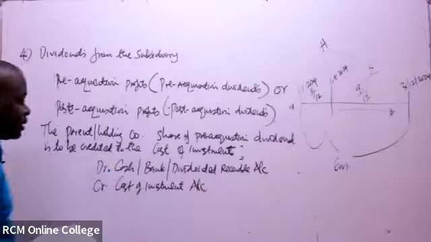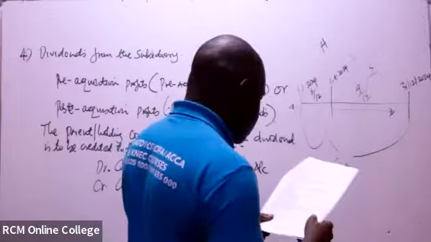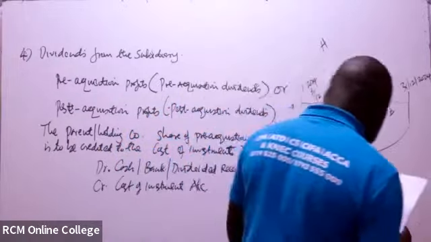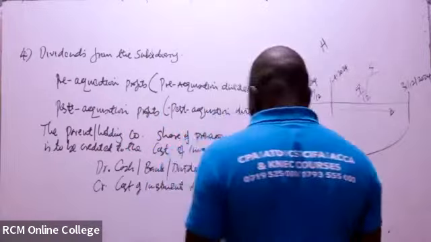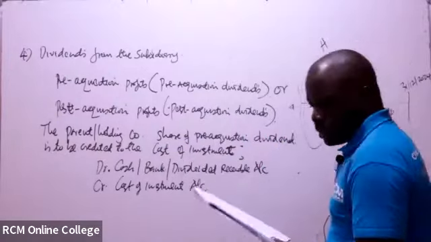Account. In this case, credit what we call what? The cost of investment account. Debit what we call what? The cost of investment account. So this is what it means.